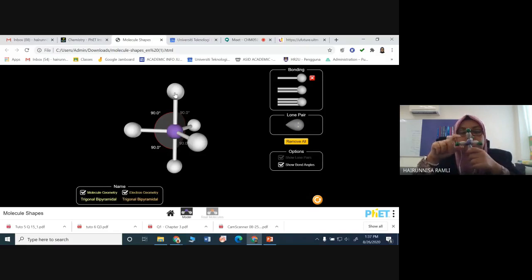Tapak dia, base dia is actually in the middle. Okay, nampak tak saya pusingkan ni. Ini base dia, segitiga, trigonal. Pyramidal is when you go up, dia akan jadi pyramid and you go down also akan jadi pyramid. That's why you have two trigonal pyramid. So that's why nama dia trigonal bipyramidal.